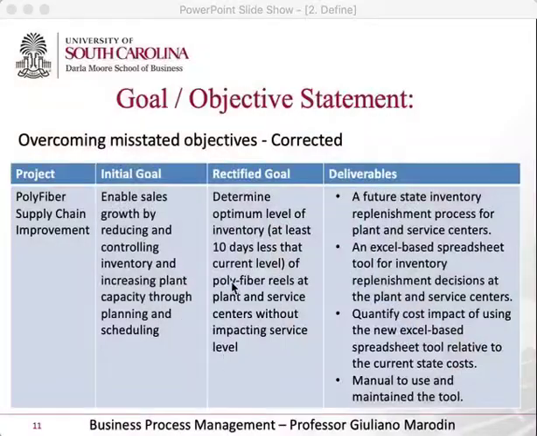So we worked with the company to actually rewrite that objective and got to that second one, which is determine the optimal level of inventory. So this is the same project, okay? This is the goal that the company gave us. And again, it was a capstone consultant project. After we worked with them for a week, we said, what you actually want is to determine the optimal level of inventory, at least 10 days less than the current, of polyfiber reels, and that's the product, at a plant and service centers without impacting the service level, right?